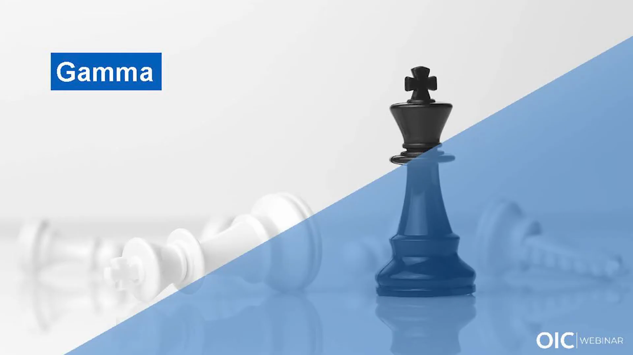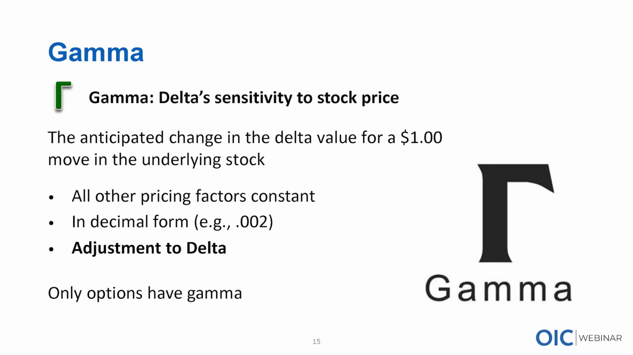All right, so now let's take a look at gamma and what gamma is. Gamma is the delta's sensitivity to a change in stock price. So how much my delta value will change with a $1 move in the underlying. One way I like to think about gamma is the speed of your delta. All other factors being constant, in decimal form, it's the adjustment to delta. So only options have gamma.